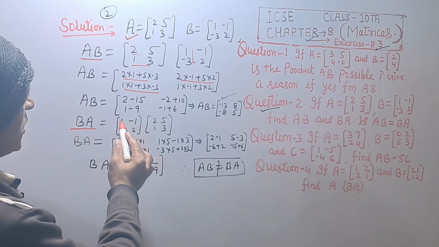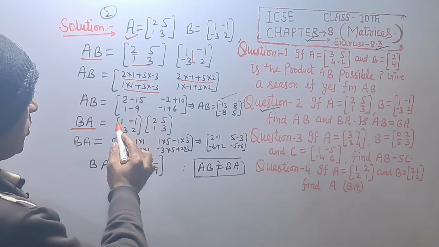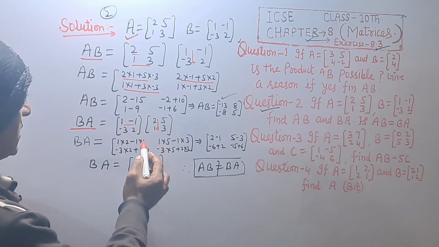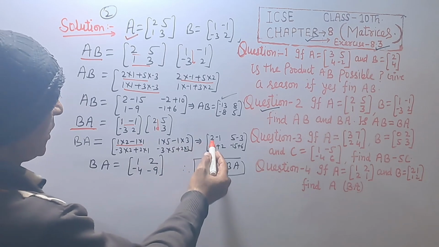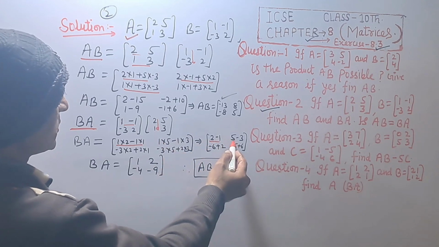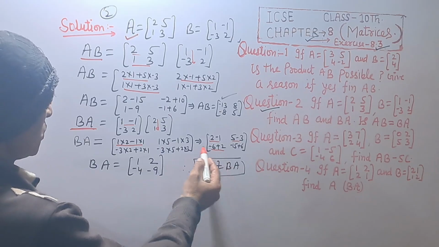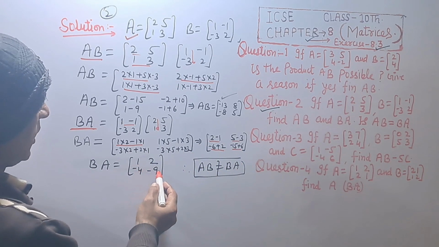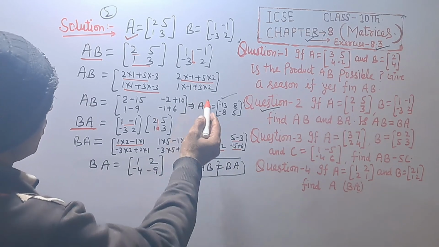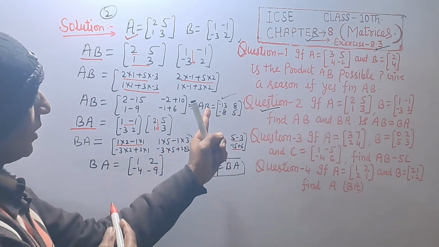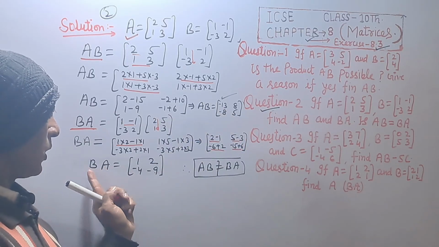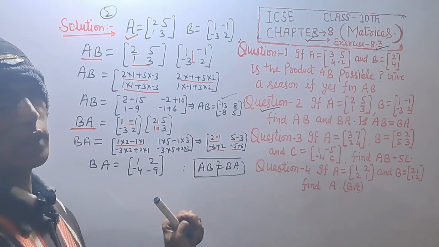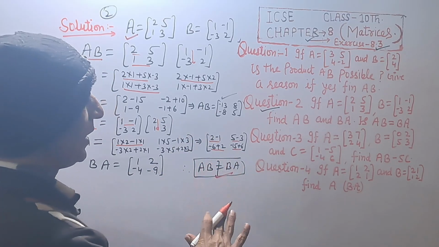And BA is equal to first B then A. Product of BA: first row multiply by first column and first row multiply by second column. We get 2 minus 1, 5 minus 3, minus 6 plus 2, minus 15 plus 6, that is equal to 1, 2, minus 4 and minus 9. So the product AB is minus 13, 8, minus 8 and 5. And the product BA is equal to 1, 2, minus 4 and minus 9, which is not equal. So AB is not equal to BA. Hence proved.